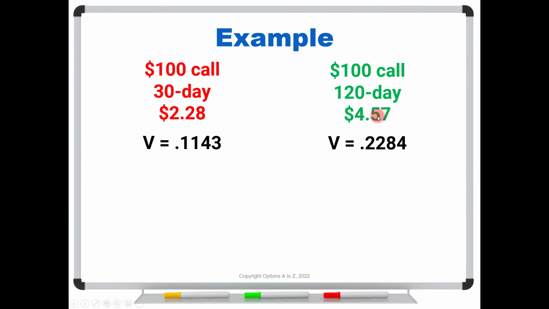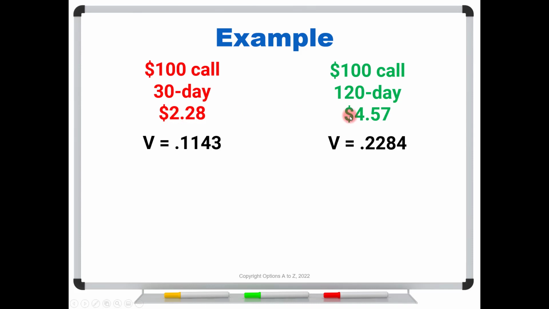I could say that this option is twice the value of this and call this a scaling factor of 2. I could also look at the raw Vegas and say 0.2284 divided by 0.1143 is also a factor of 2. The problem is that these option prices and these Vegas are all ultimately derived by volatility. They depend on the volatility inputs that traders are using to generate these numbers. And so these are not going to be consistent across time.